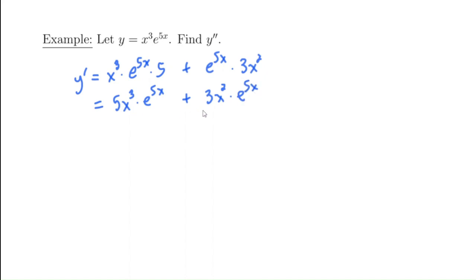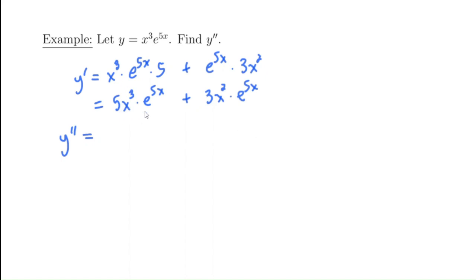In fact, you could simplify this a little bit further and factor out the e to the 5x and write it as e to the 5x times this plus this, and that'd be fine. But let's actually just do the second derivative right away here. Now, how do we take the derivative of this? Well, to do the derivative of this part, we're going to have to use the product rule here. And then to do the derivative of this, we're also going to have to use the product rule. So it's going to kind of expand and get a little bit messier here.